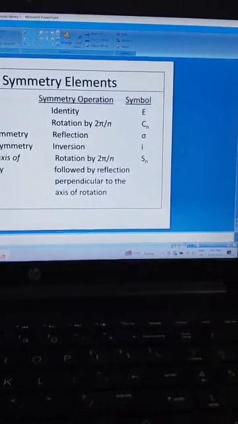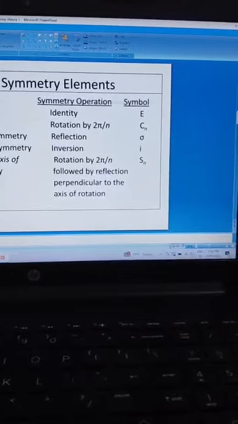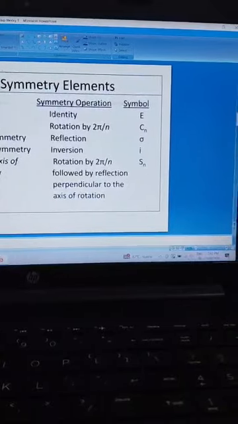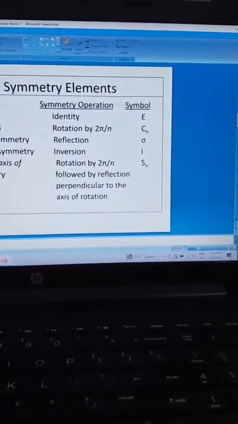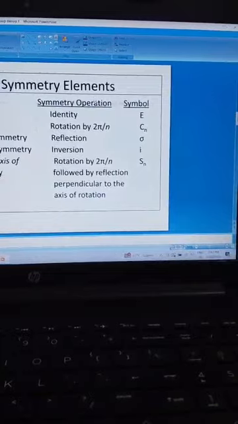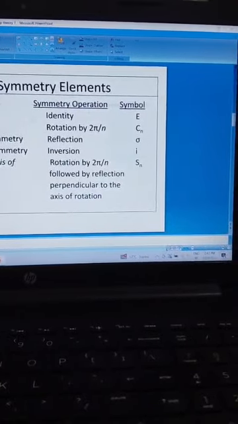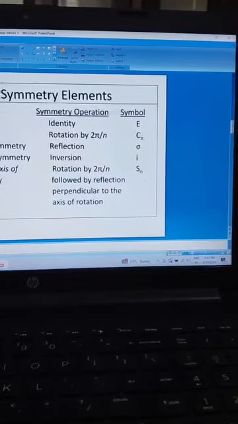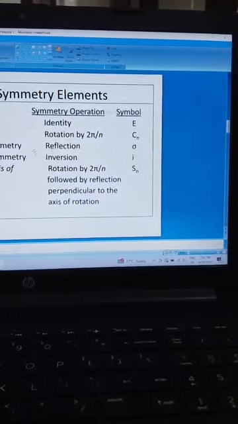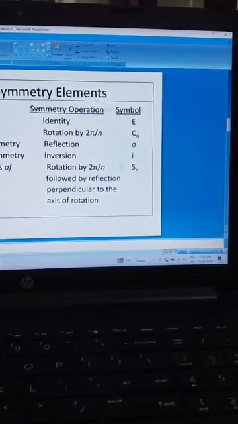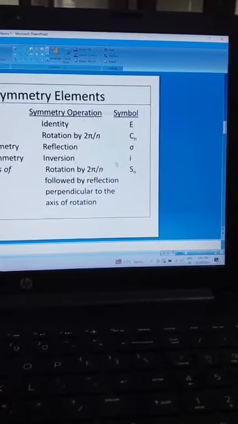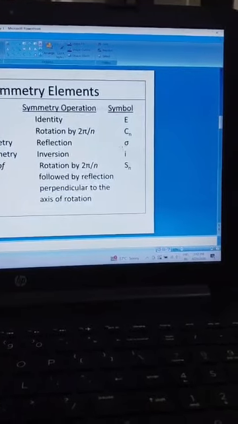There are various symmetry elements such as proper axis, plane of symmetry, center of symmetry, and improper axis of symmetry, and each symmetry element is performed by an operation known as symmetry operation. Proper axis is performed by rotation by 2 pi by n, it is represented by Cn. Plane of symmetry is performed by reflection, it is represented by sigma. Center of symmetry is performed by inversion, it is represented by i.